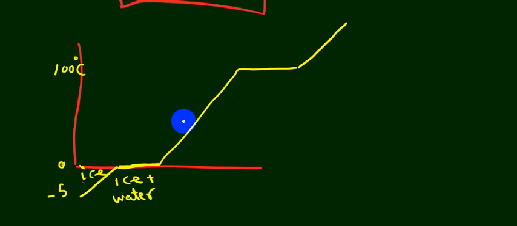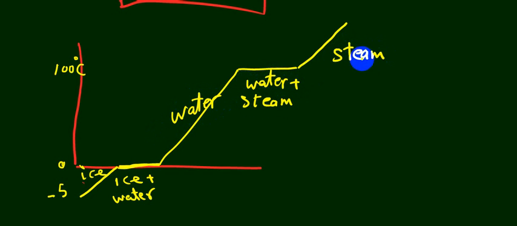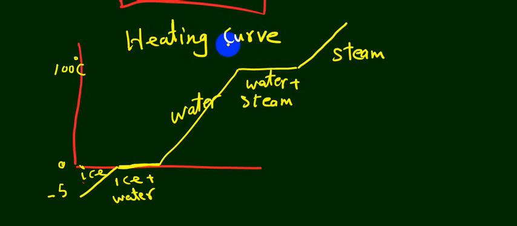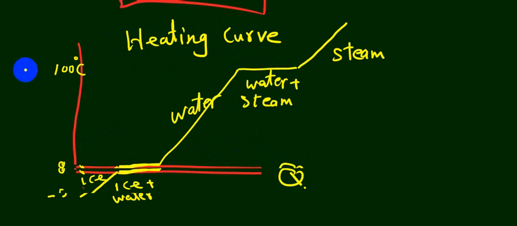Okay? So here is only water, in this area is called water. Here water plus steam or vapor. Here is only steam. So this is called the heating curve. So the heating curve is the curve that relates the amount of heat gained and the change in temperature.